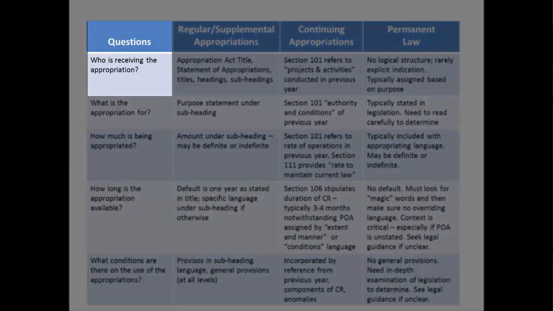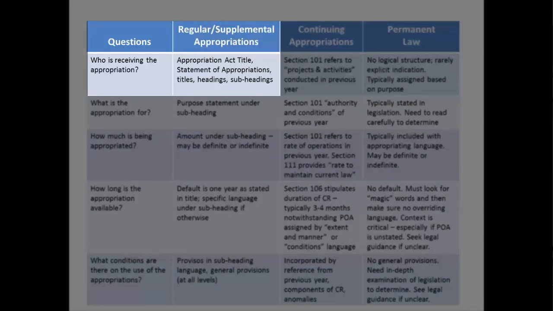First, who is receiving the appropriation? Recall that if the Appropriation Act is standalone, the Appropriation Act title and Statement of Appropriations will typically identify the Appropriation Subcommittee. The Roman numeral titles identify the federal agency or group of agencies. The heading identifies the bureau or office within the federal agency, and the subheading identifies the account. And of course, Treasury assigns a symbol for each account.